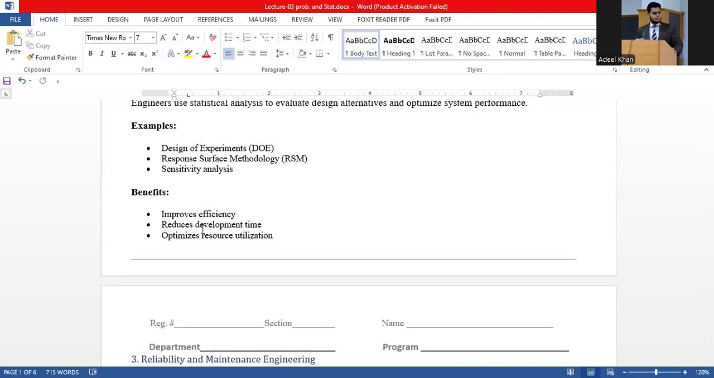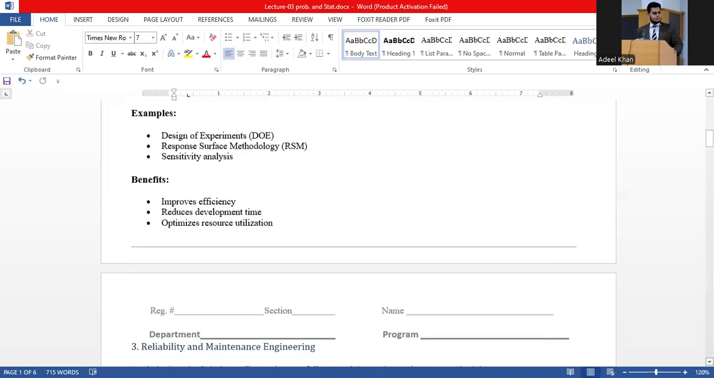And what are their benefits? They improve efficiency, reduce development time, and optimize resource utilization. So if we utilize resources in a vast variety of aspects and need to reduce or optimize, this can cut down the cost in an optimized way. So we need to optimize the resources that are utilized in different aspects.